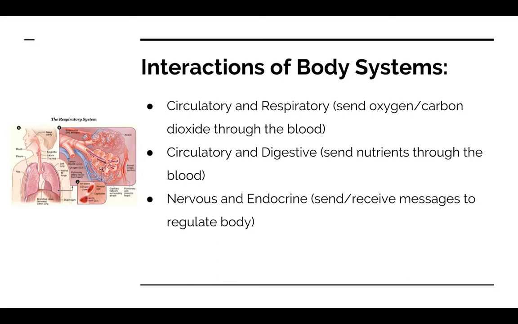The circulatory and digestive systems are also very similar. Instead of sending gases like oxygen and carbon dioxide, we're sending nutrients through the blood. And lastly, the nervous and endocrine system. Both of those systems send and receive messages just at different speeds, and that's in order to regulate the body.